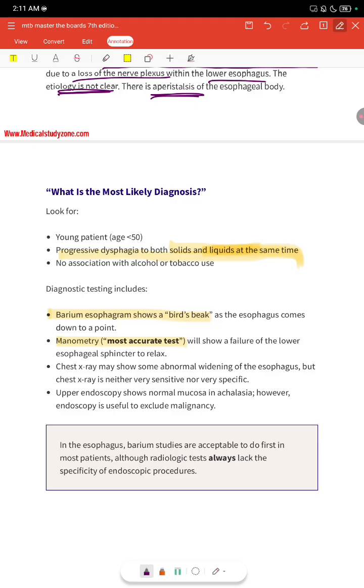How do you diagnose it? So look for these things. Look for a young patient aged less than 50 years with progressive dysphagia to both solids and liquids at the same time. This is very much important. Remember, the dysphagia will be progressive in nature. It will be to both solids and liquids at the same time. And there will be no association with alcohol or tobacco use.